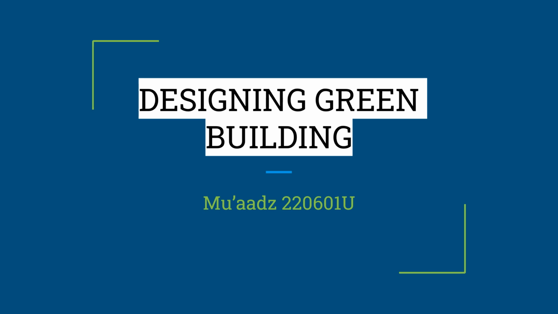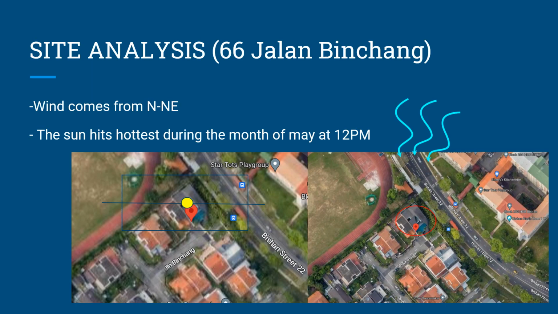This is my building systems project, designing green building. My site is located at 66 Jalan Bincang, which is near the Bishan MRT. We can see from the diagram to the right that wind normally comes from north and northeast. And from the picture on the left, we know that the sun hits hottest during the month of May at approximately 12 p.m.